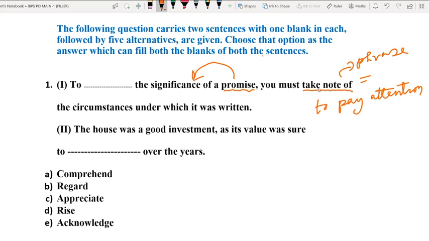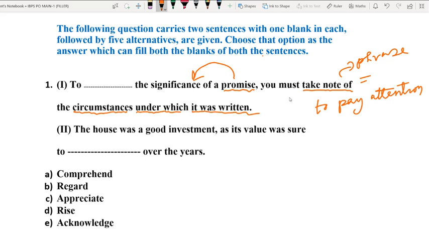And the same feeling, same intention can be expressed by the use of "take note of". That means you must pay attention to the circumstances, the situations under which it was written. It means the promise was written. Clear? So let us first read and get the clues from the clauses. You must take note of the circumstances under which it was written. The author wants to say that we must pay attention to the circumstances under which the promise was written.